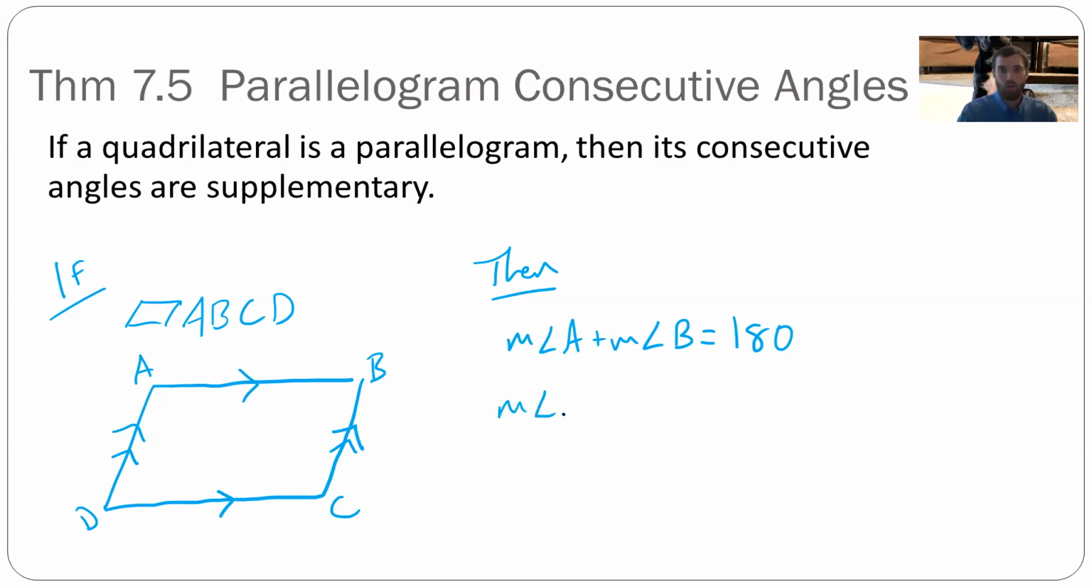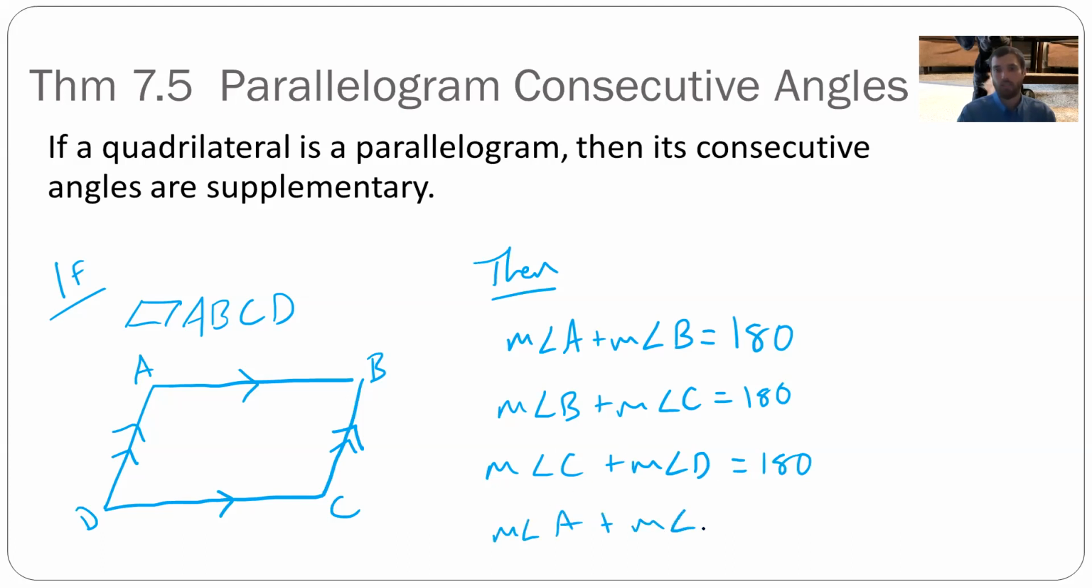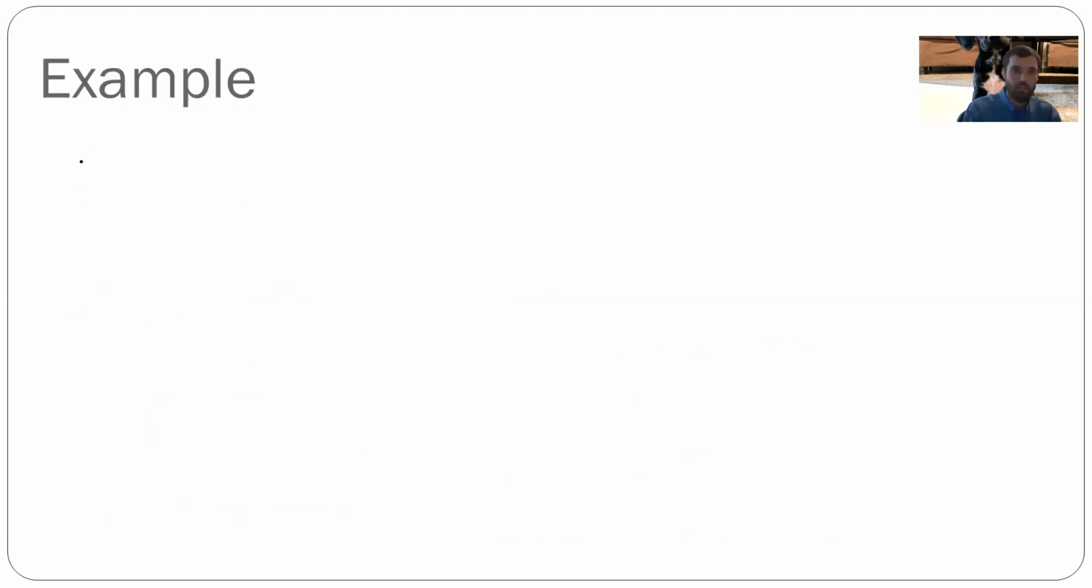And it works all the way around. Measure of B plus measure of C equals 180. Any two angles that are next to each other, that are consecutive, measure of C plus measure of D is equal to 180. And finally, measure of A plus measure of D is equal to 180 as well. So this tells me that angles that are consecutive, that are next to each other, add up to 180 degrees. So let's do a few examples that illustrate this.